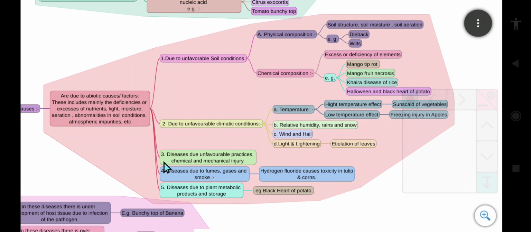And the diseases due to unfavorable practices, chemicals and mechanical injury. And fourth one is diseases due to fumes, gases and smoke. The gases like hydrogen fluoride cause toxicity in tulip and corn. And the last one is diseases due to plant metabolic products and storage. Its example is black heart of potato.